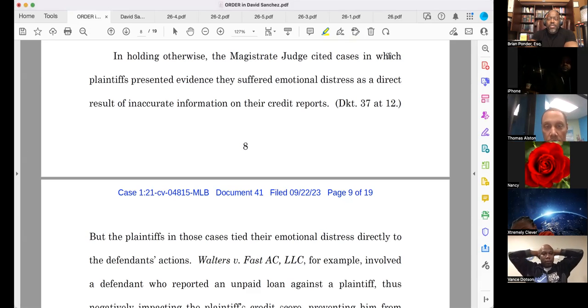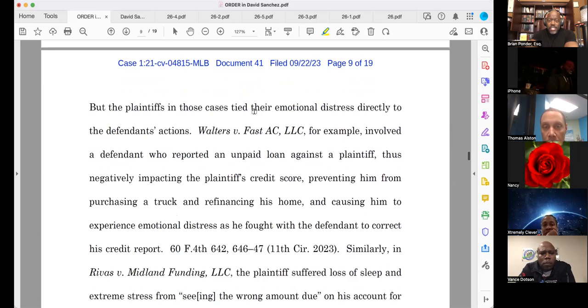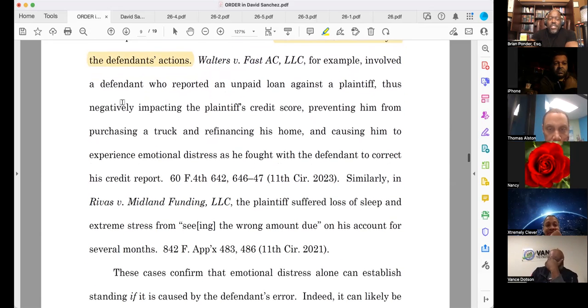Who cares? Right. The magistrate judge cited cases in which the plaintiffs presented evidence they suffered emotional distress as a direct result of inaccurate information in a credit report. But the plaintiffs in those cases tied their emotional distress directly to the defendant's actions. Did you see that? How do you tie it? You tie it by words. So that's the Easter bunny grass and paint. Y'all like my illustration? For example, a defendant reported an unpaid loan against the plaintiff, thus negatively impacting the plaintiff's credit score, preventing him from purchasing a truck, causing him emotional distress as he fought with the defendant to correct the report.